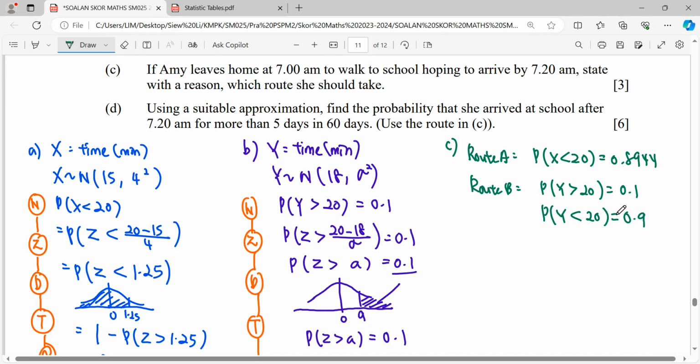As we compare these two situations, the probability for route B, 0.9, is greater than route A. So, which route should she take? It will be route B because the probability for the timing to take less than 20 is higher than route A.